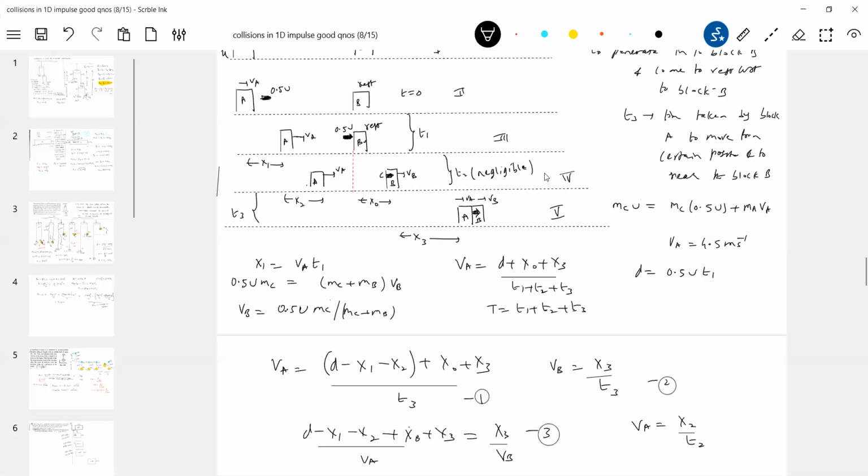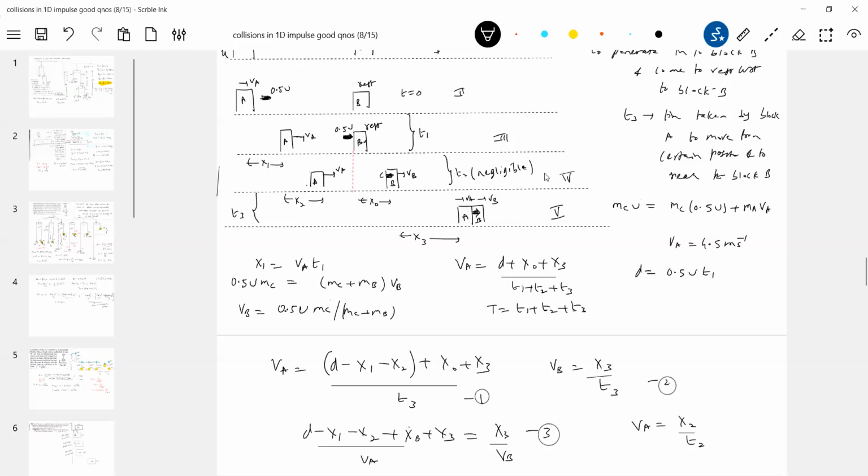Somebody was asking. Yes, sir. How did you say VA is equal to VB, sir? I'm not saying VA equal to VB. I didn't say. Oh, okay, sir. Okay, sir. Everything is there in order. Just make observation. Nothing is there.